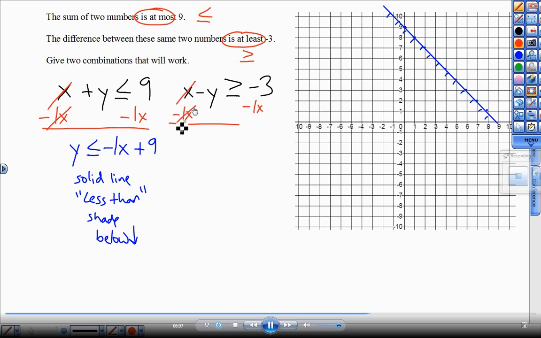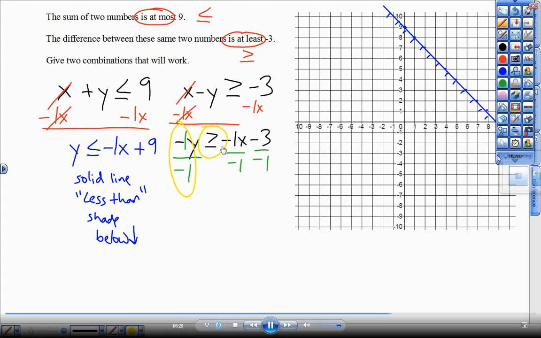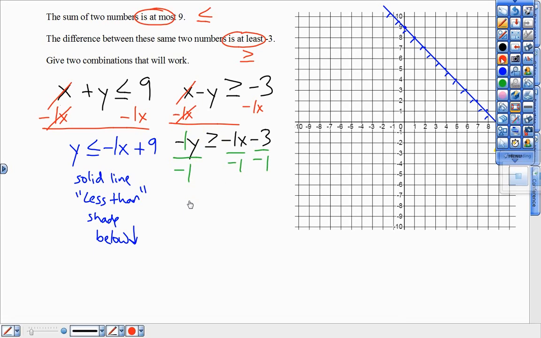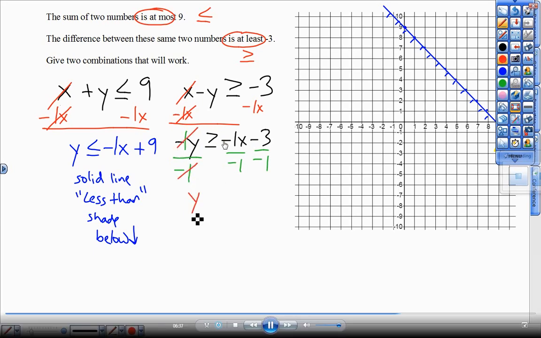To solve the other one, a little bit harder, take away 1x. Make sure you bring down -y more than or equal to -1x minus 3. Divide both sides by -1, remembering that dividing by -1 flips your inequality. You have to know that. Dividing by a negative number changes the direction of your inequality. So this ends up being y, switches from more than or equal to, to less than or equal to 1x. Make sure you switch it. 1x plus 3.